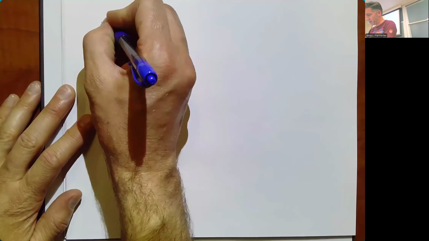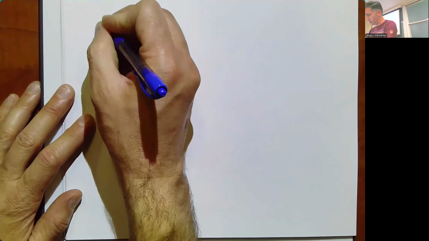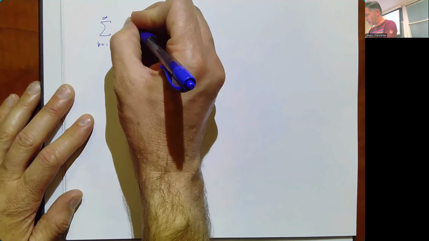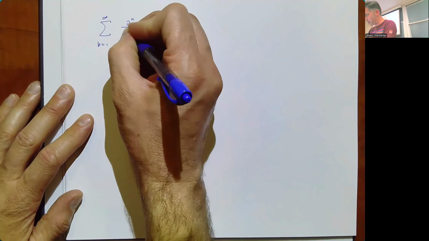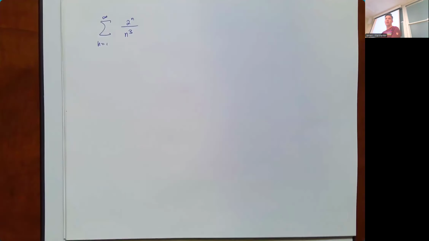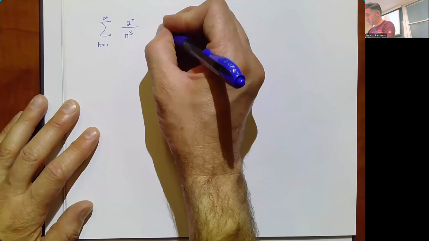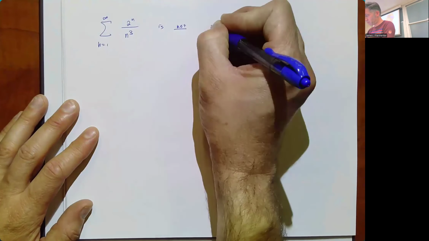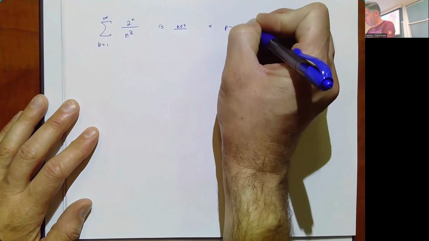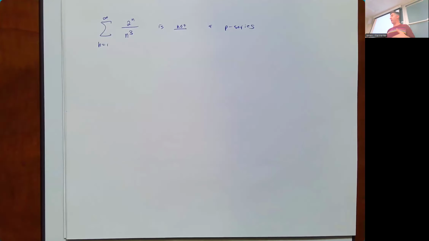Let's try that again. The sum from n equals 1 to infinity of 2 to the n over n cubed. Here's something that is not a p-series. Even though we have something divided by n to a power, if it's not 1 over n to a power, or really a constant over n to that power, you can't use that kind of logic.